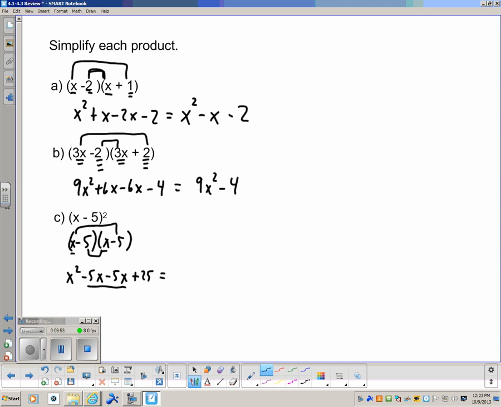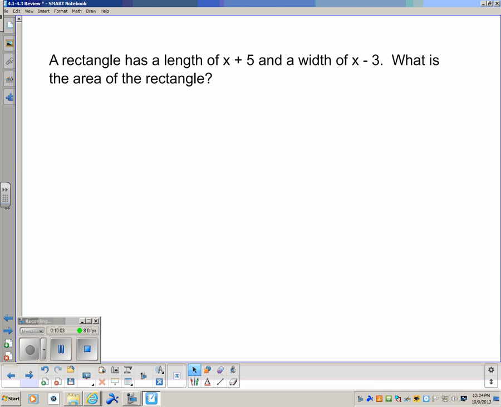So combining those middle terms there, I get x squared minus 10x plus 25. So we simplify those, put it back together.